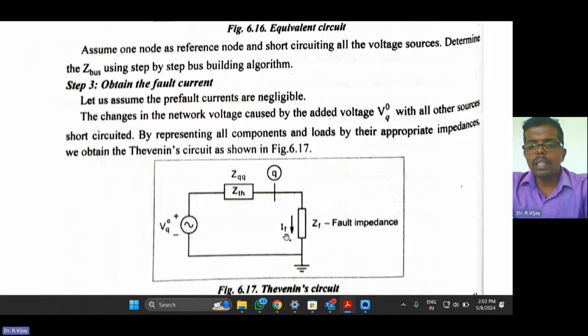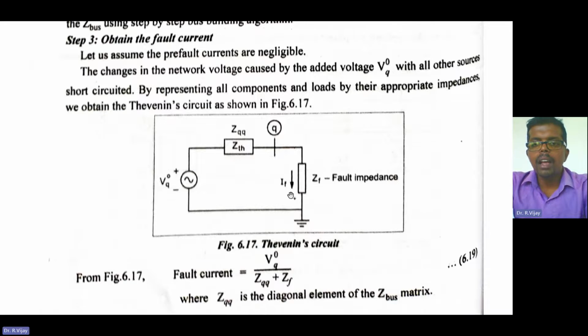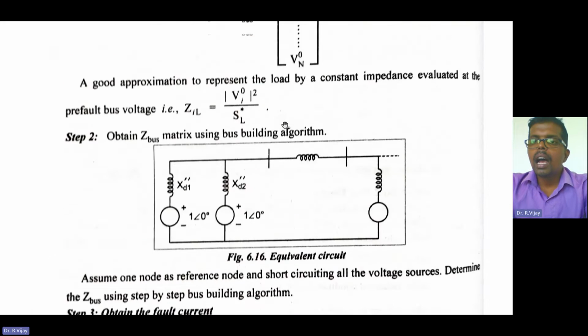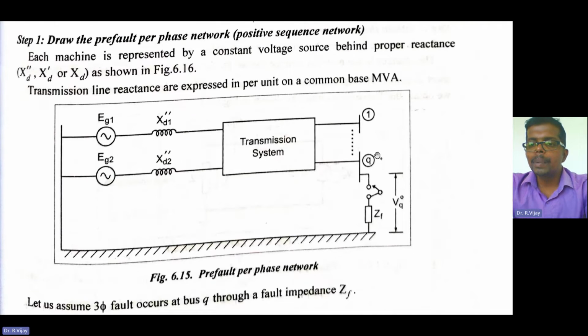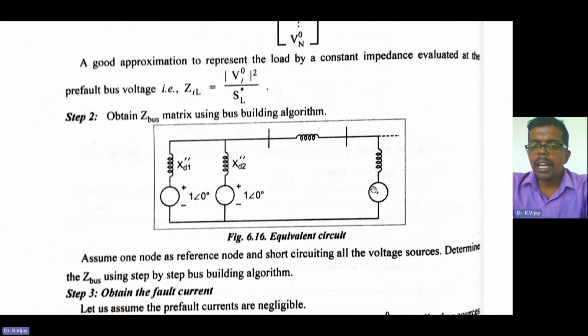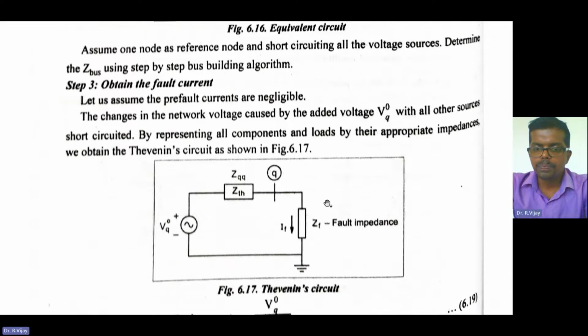That one impedance will be connected in series with the Thevenin voltage, and assume the fault is happening here, with fault current IF and fault impedance ZF. This is the qth bus. As per our single line diagram, only in bus number Q this fault is happening, so here we mention it as Q.